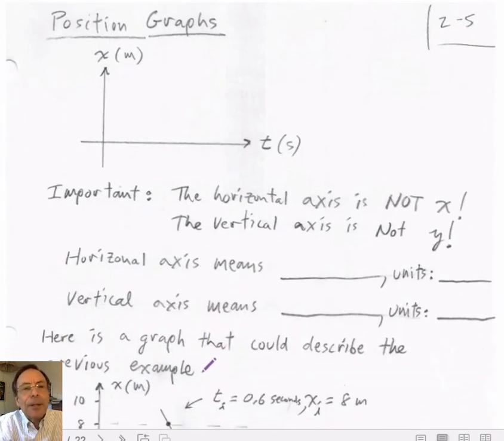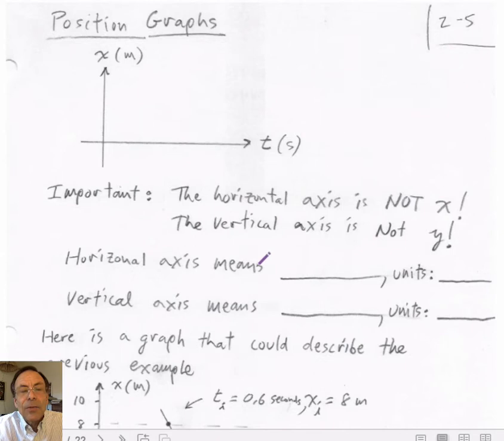All right, next topic. When we do kinematics, we will be doing a lot of graphs. We're going to have position graphs, velocity graphs, and also acceleration graphs. So now look at these axes here. Notice that the horizontal axis is not the x-axis, and the vertical, the up and down axis, is not the y-axis. The horizontal axis is time in seconds, and the vertical axis is x, position in meters.